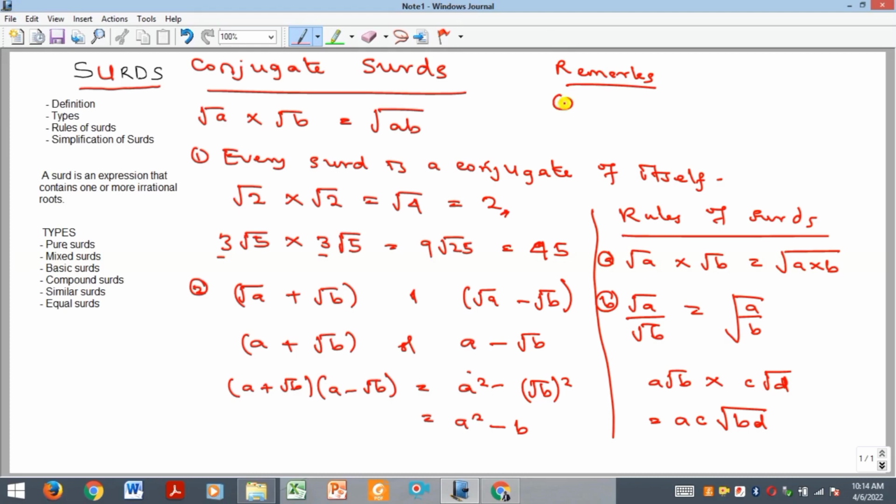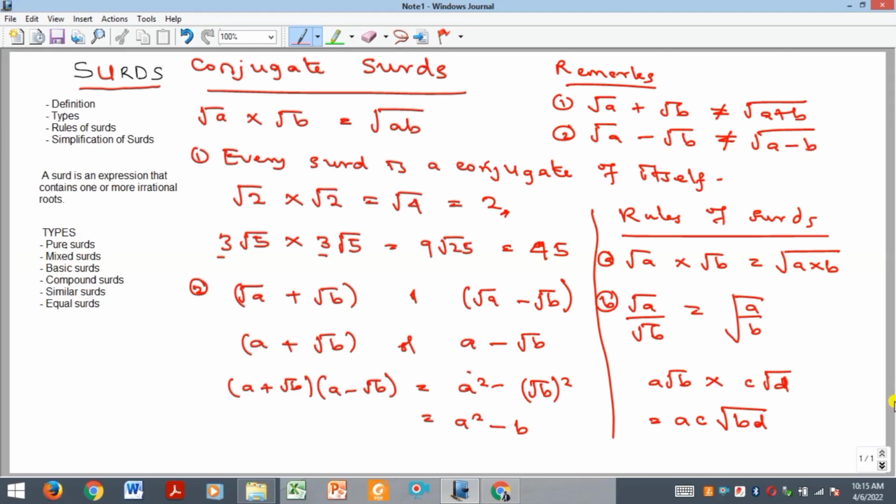The first remark says that the thing that holds for multiplication and division doesn't hold for addition and subtraction. That's just the remark. That means root A plus root B is not equal to root A plus B. Please take note of that. And then the second one is for subtraction. Root A minus root B is not equal to root A minus B.